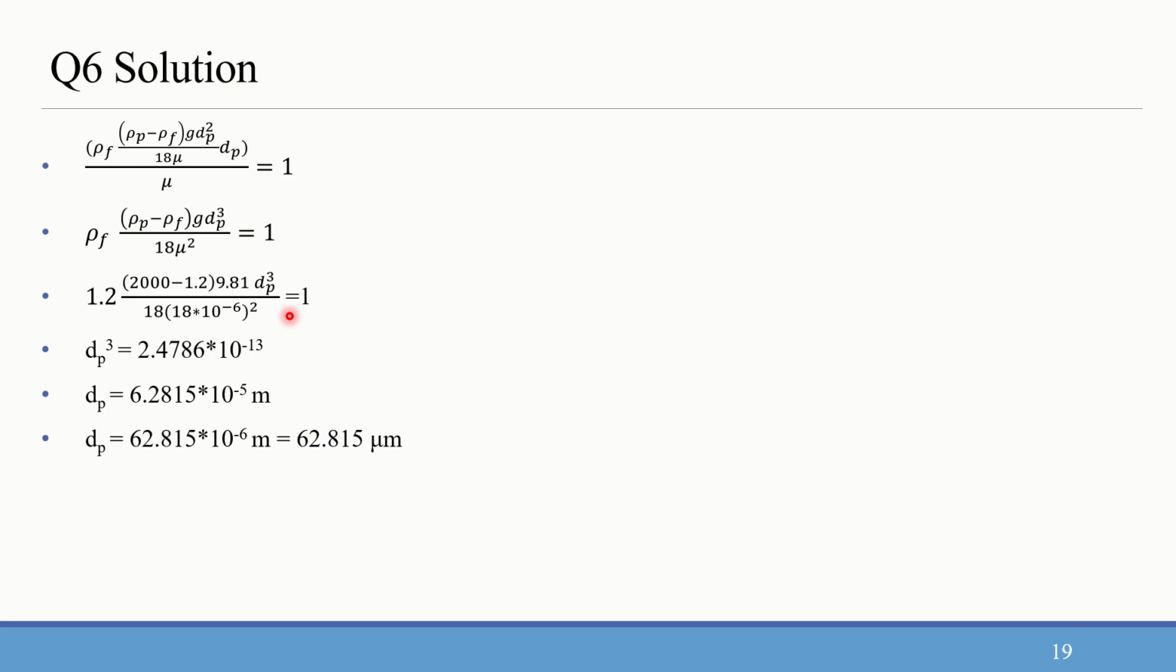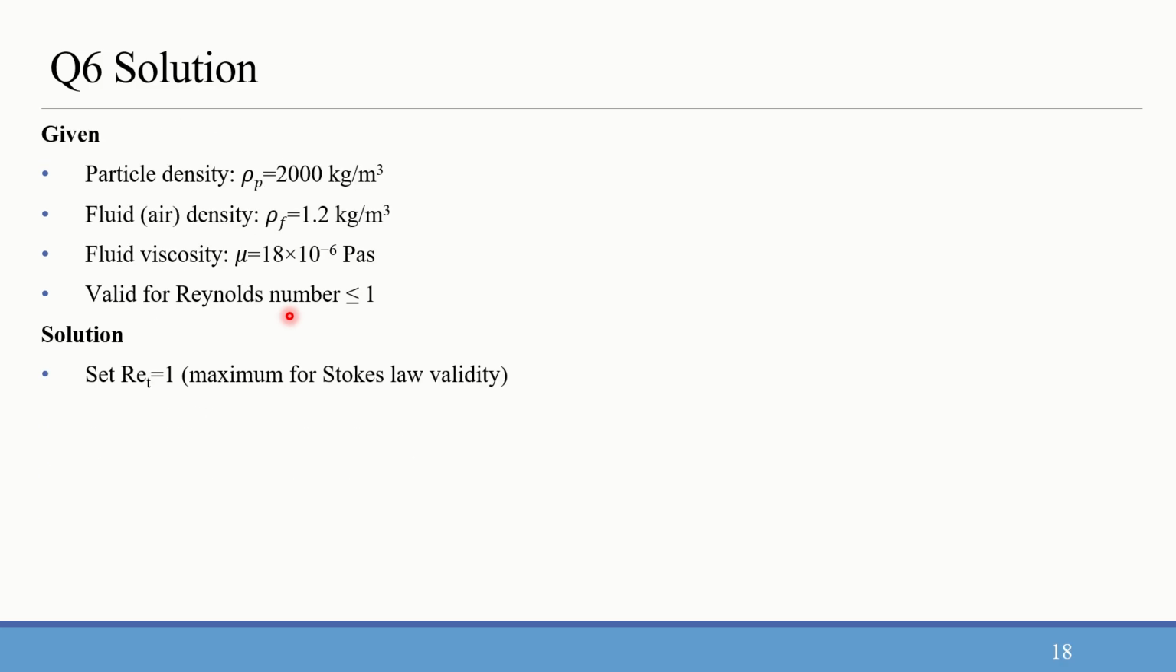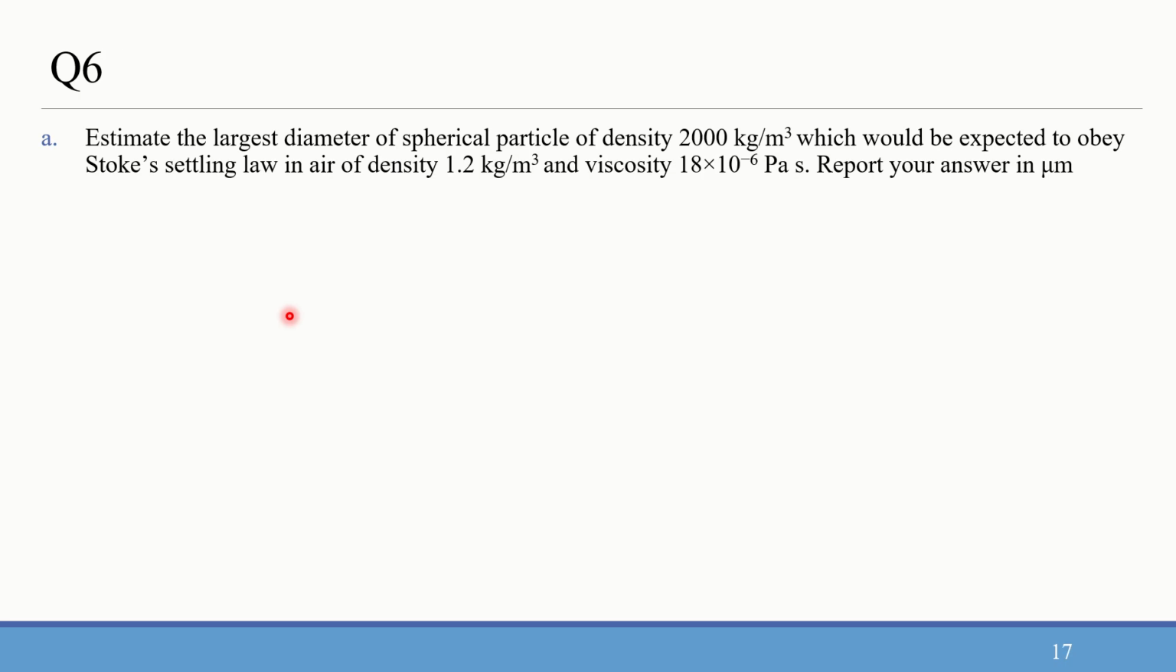So that is how we calculate. It is a very simple problem. What we did, we were asked to find the largest diameter of the sphere which can maintain the Stokes regime, which should be expected to obey Stokes settling law in air. It is in air of density 1.2 kg per meter cube and viscosity 18 into 10 power minus 6 pascal second.